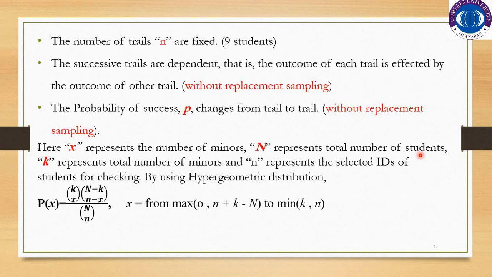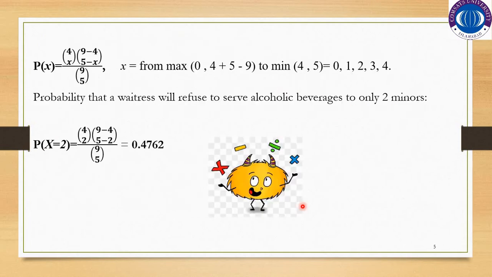So we can apply the hypergeometric distribution here, as its PDF, probability mass function, is P of x is equal to kCx times (N minus k)C(n minus x) divided by NCn, where x goes from maximum of 0 and n plus k minus capital N to minimum of k and n.